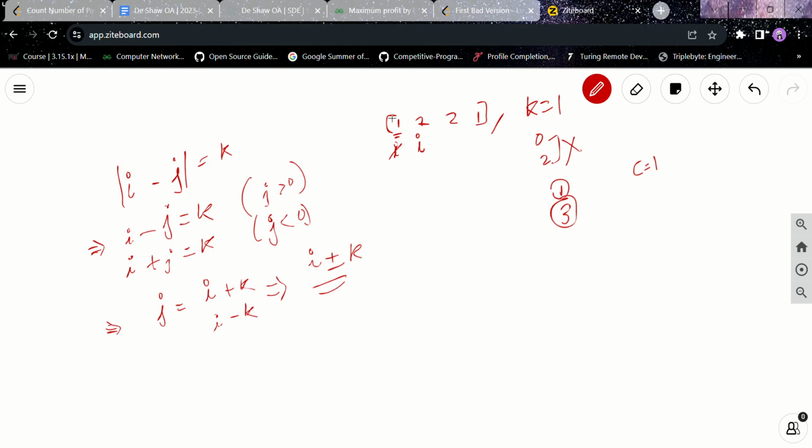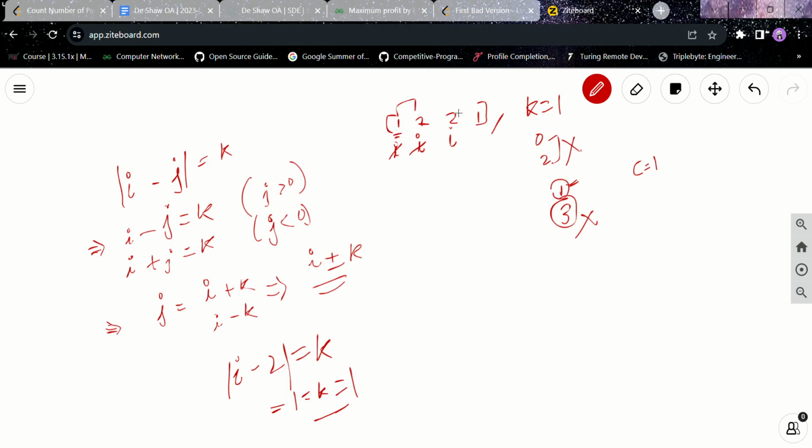Means j value is 1 and i is 2, so 1 minus 2 is plus minus 1. Mod is equal to k, that is 1. So in this condition we are incrementing our counter value to 1. Now we don't have 3. For 3 we are not incrementing, for 1 only we are incrementing. Now i goes here, and till now we have visited these 2.